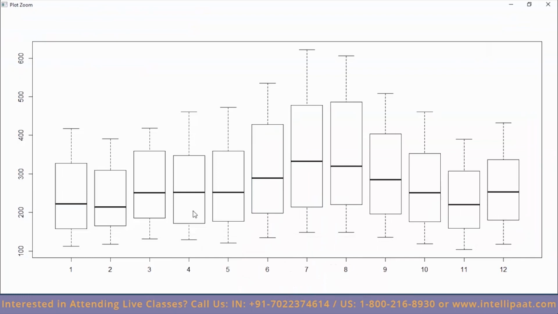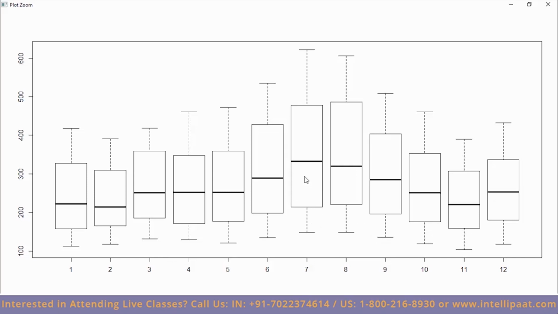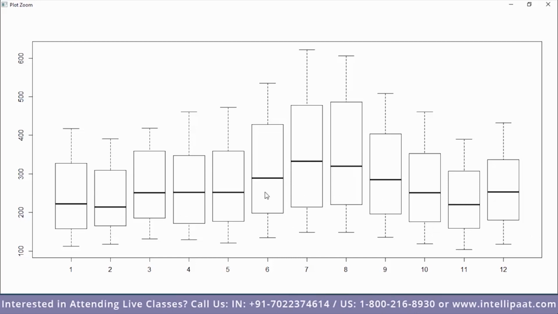If we have a look at this graph closely, what we see is most of the traffic comes during the 7th and 8th months, that is during July and August, and the minimum traffic comes during the 2nd and the 11th month, that is February and November. So again, I'm restating it, guys. Most of the traffic which we get is during the 7th and 8th month, or in other words July and August, and the minimum traffic which we get is during February and November. So this is the cyclical pattern which we obtain.